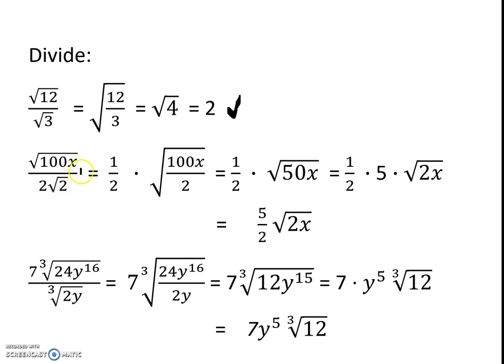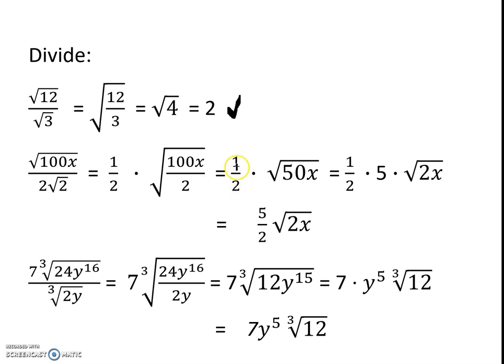The square root of 100x over 2 times the square root of 2, well, we can pull that 1/2 out. If you just think of that imaginary 1 as here, that's 1 over 2, or 1/2, times this 100x divided by 2.